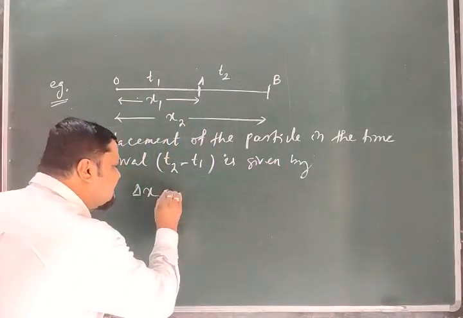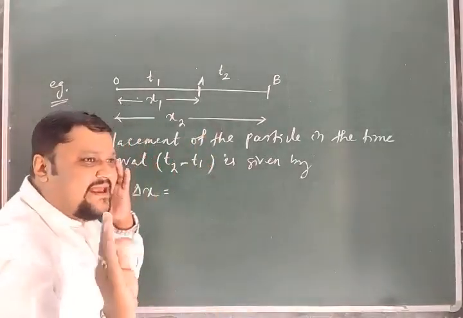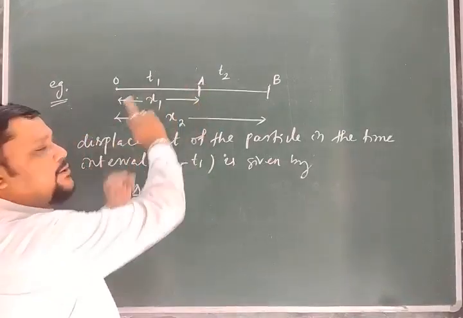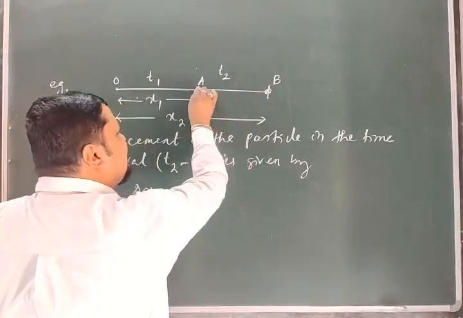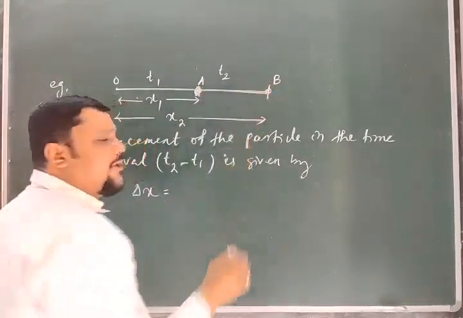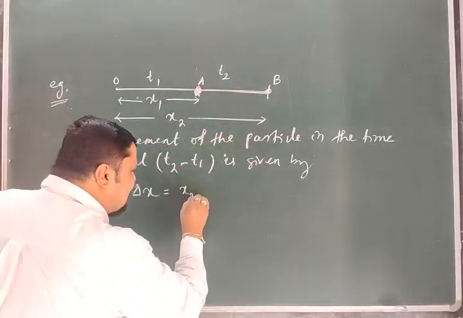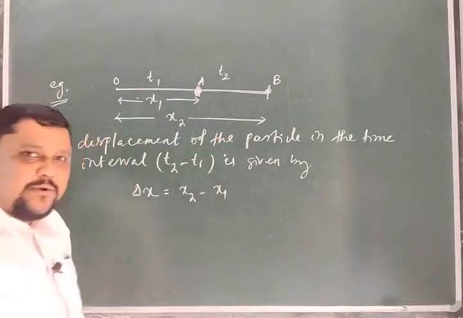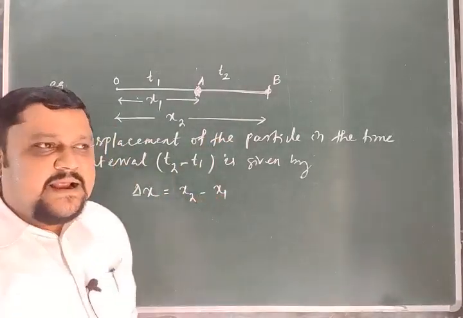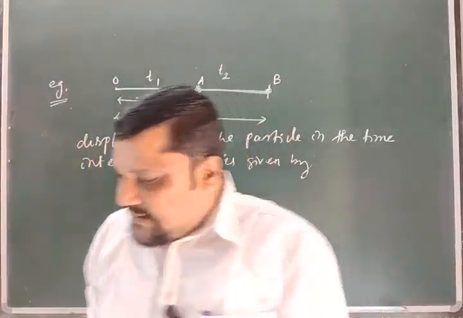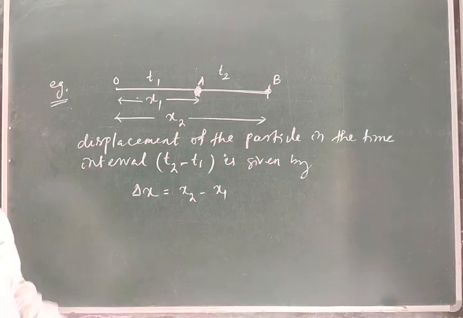What is the delta x? That delta x is equal to, as we know, the shortest distance from the initial to the final point in the time interval t2 minus t1. So this is the initial and this is the final. The shortest distance is a straight line joining these two points. So I can write this as x2 minus x1, or you can say this is the final distance minus the initial distance.